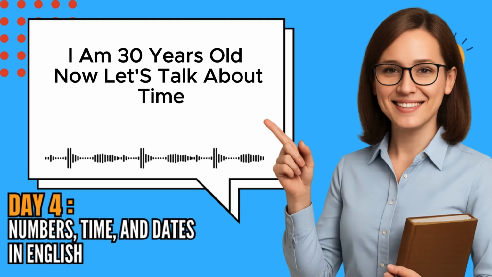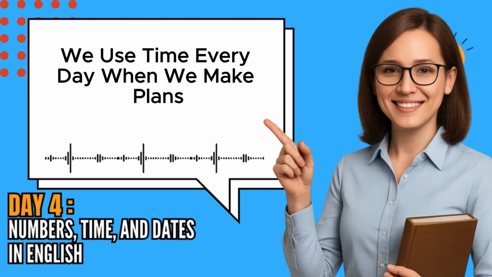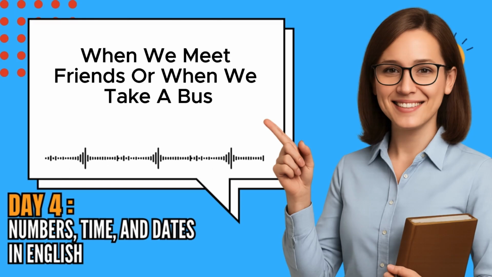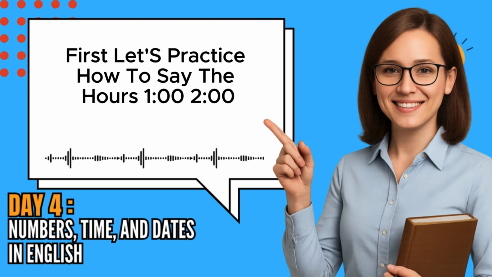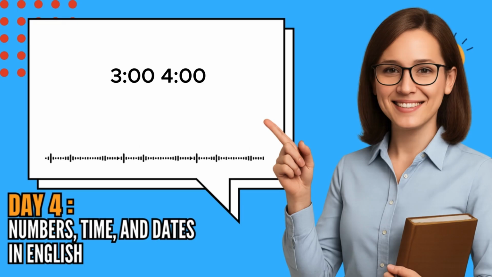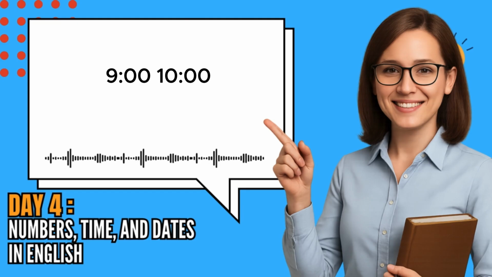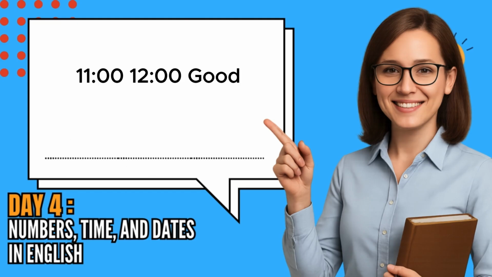Now let's talk about time. We use time every day when we make plans. We need time when we go to work, when we meet friends, or when we take a bus. First, let's practice how to say the hours. 1 o'clock, 2 o'clock, 3 o'clock, 4 o'clock, 5 o'clock, 6 o'clock, 7 o'clock, 8 o'clock, 9 o'clock, 10 o'clock, 11 o'clock, 12 o'clock. Good.